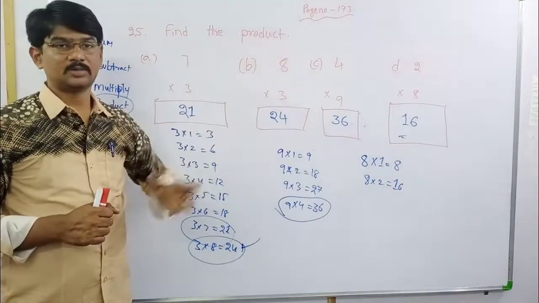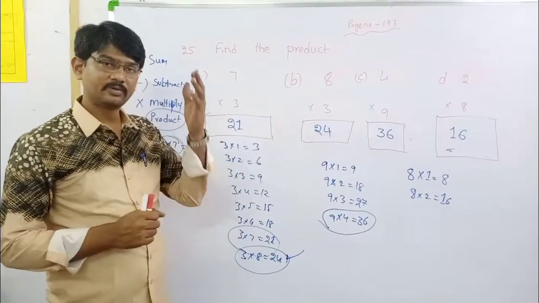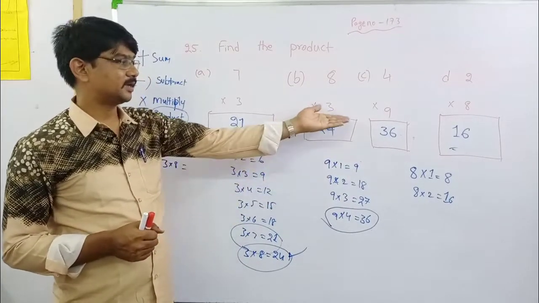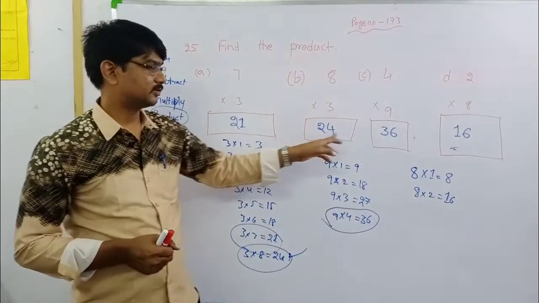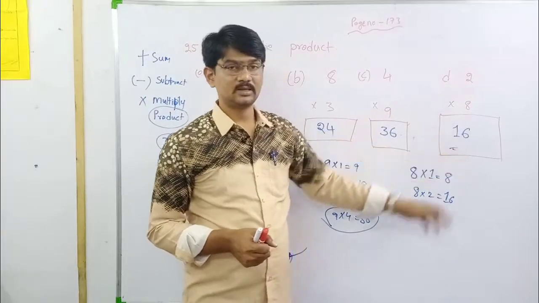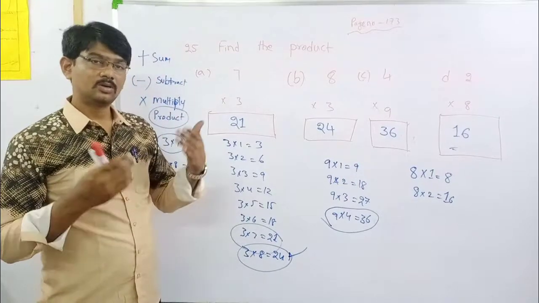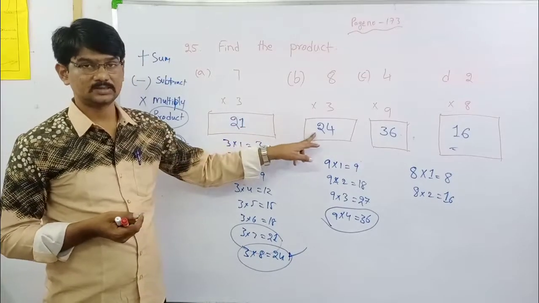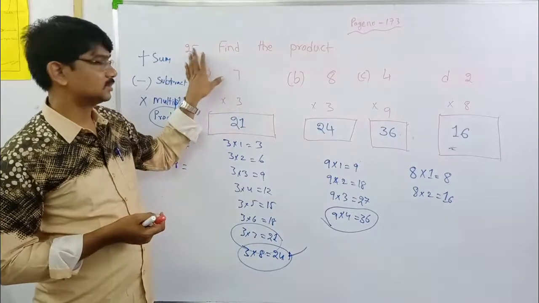So I think you understand well the importance of the tables. If you know the tables, if you learn the tables, it is very easy. 3 7 ja 21, 3 8 ja 24, 9 4 ja 36, 8 2 ja 16. If you don't know the tables, you feel it is very difficult to deal with this. So table learning is very important for this question.